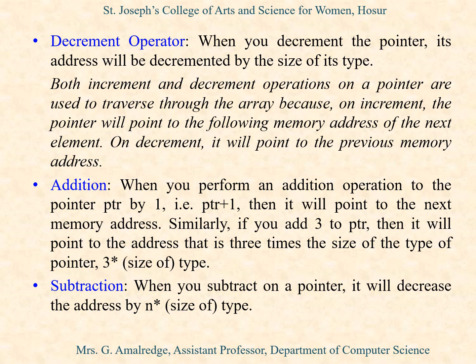Addition. Addition operator is plus. When you perform an addition operation to the pointer ptr by 1, that is ptr plus 1, then it will point to the next memory address. Similarly, if you add 3 to ptr, then it will point to the address that is 3 times the size of the type of pointer. So if you want to move to the next memory address, we can use this addition operation. Otherwise, if we are using any other number, that number will be multiplied by the size of the type.